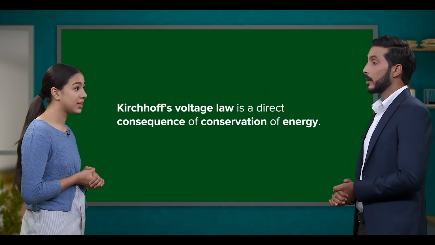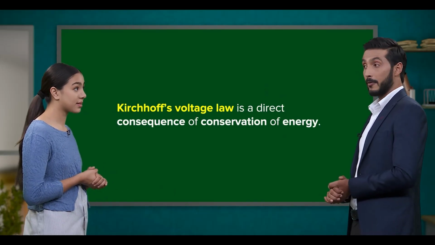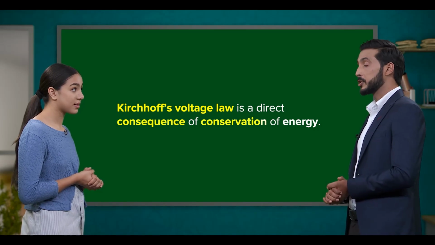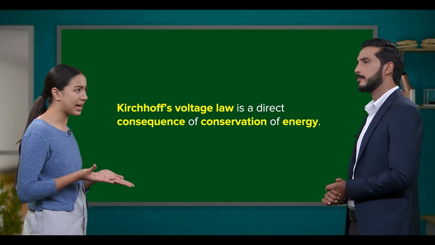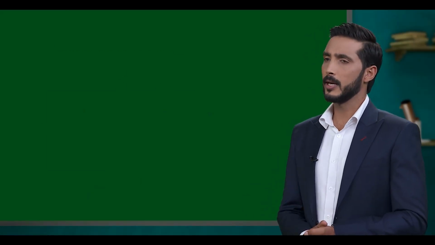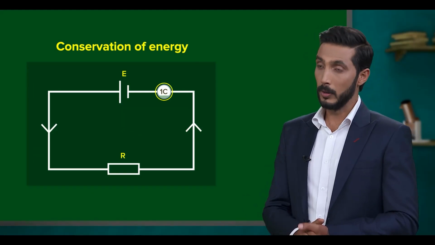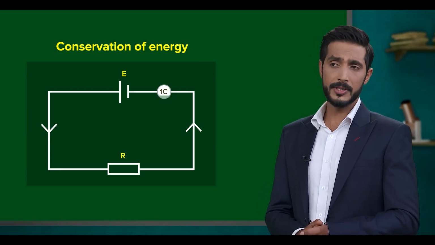That's true. So, like before, I suspect there must be some quantity that is going to get conserved here, isn't it? Exactly. Kirchhoff's voltage law is a direct consequence of conservation of energy. Okay, but how? Can you connect the dots for me? No worries. For that, let's consider a charge of 1 coulomb that is moving around the circuit.